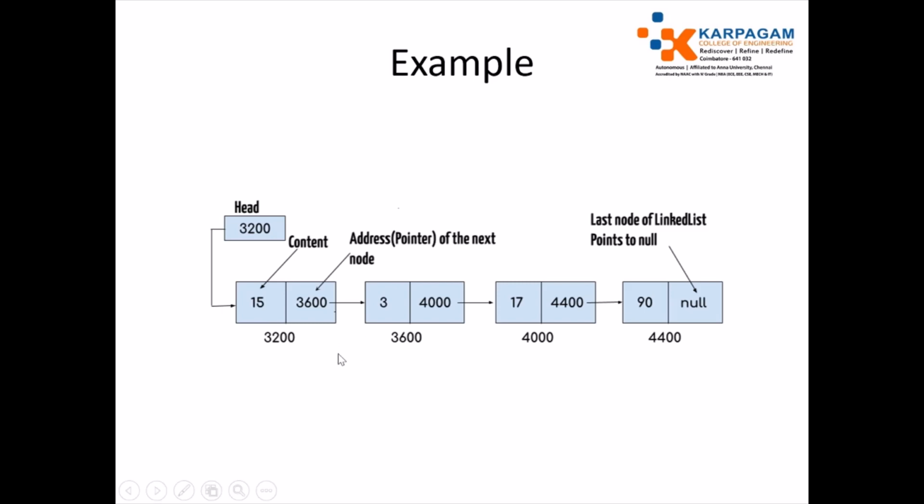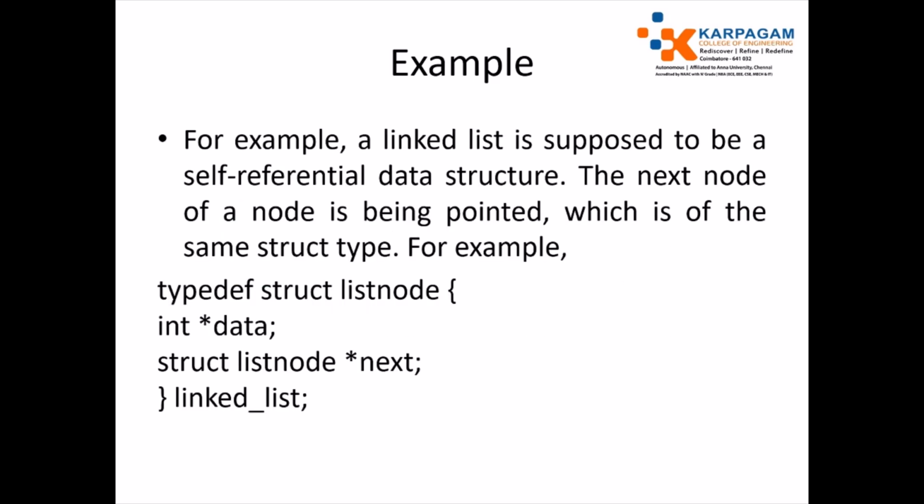Okay, so we are using self-referential structure in linked list, tree or graph. We will be discussing this concept in future. For example, a linked list is a self-referential structure. The next node of a node is pointed to by this same structure type. Okay, we can't store a structure of a different type.